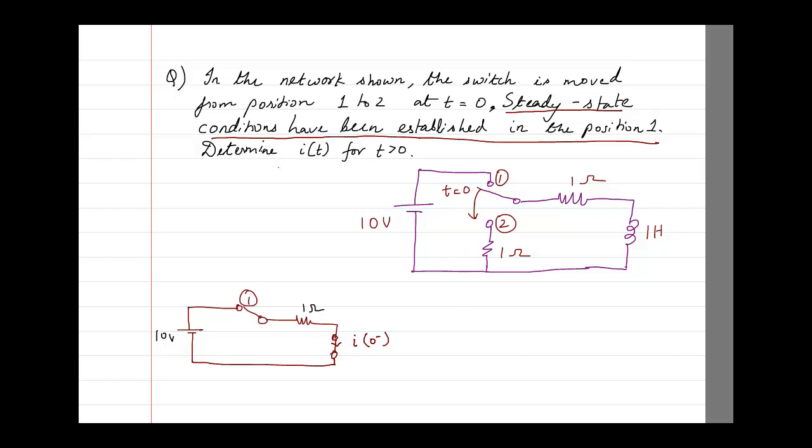Because it has been in steady state in position 1, I have replaced this by this particular diagram, wherein I have said that I0 current is flowing through the inductor and now there is no inductor, there is only a resistor. So now can I find out what this current is? I can easily find out because this current is the same current that is flowing here, isn't it? So I can directly say that I0 minus is going to be 10 volts divided by 1 ohm, that is going to be 10 amperes. So that is the initial current.